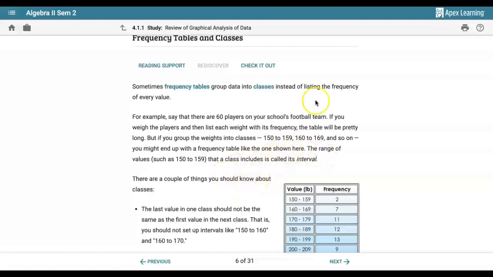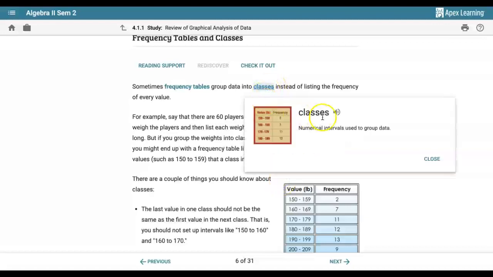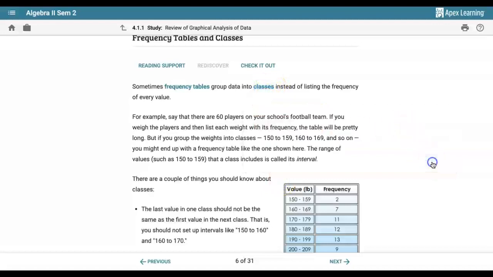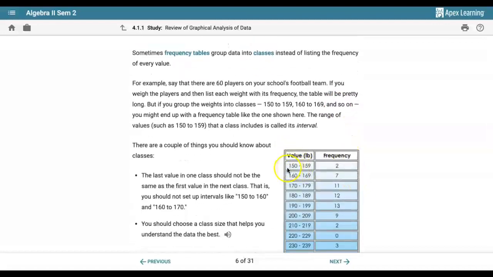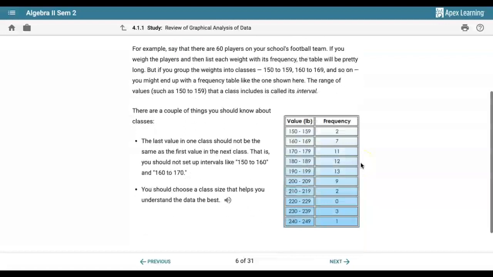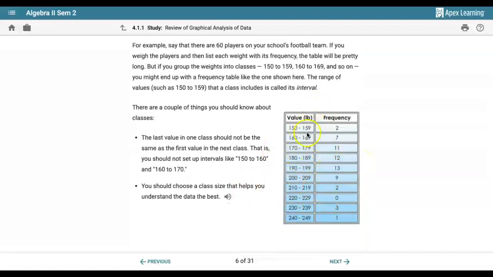If we show our classes as a range here, we can call it an interval. And let me back this up here. Classes are just numerical intervals used to group data together. That's the formal definition of classes. So we're saying this is a range, 150 to 159. We have two people in there. This is a nicer way to simplify down data if you have too many values, because if we went by every single weight, it could happen between 150 and 250. It's obviously at least 100 points there.